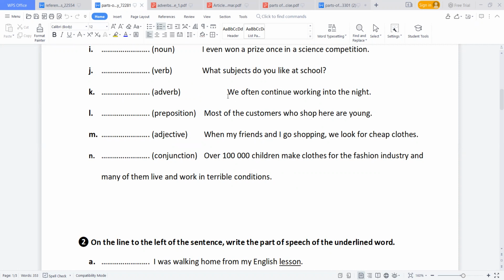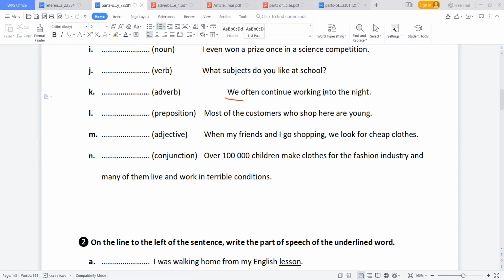Next, we often continue working into the night. Adverb. Often. Very good. Read the sentence. So, how often acts as an adverb? We is a pronoun. Okay. So, we is a pronoun.